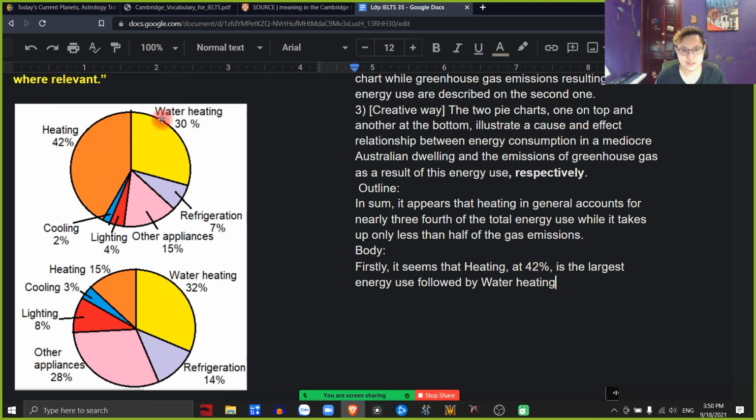So if you take 42 minus 30, it's like 12% smaller.